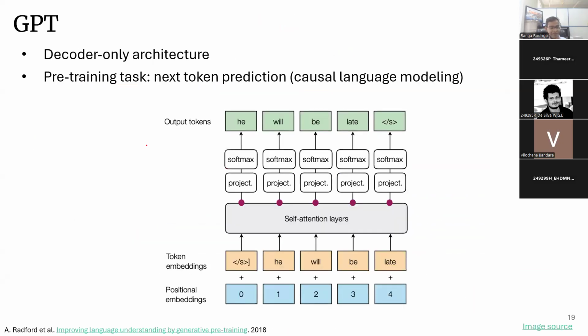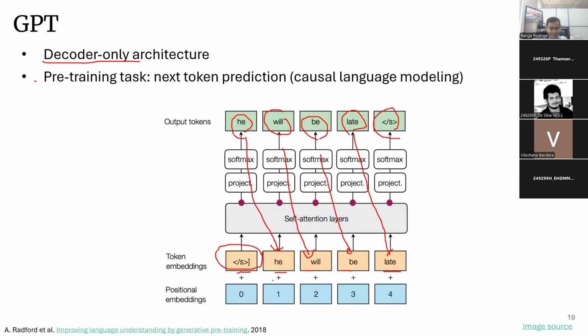Then GPT by OpenAI and others, GPTs, generative pre-trained transformers. These are decoder-only architectures. So you can see the start of the sentence, he will be late. Given the start, it has to say he. Given that word he, it has to say will. Given that word will, it has to say be. Given that word, it has to say late. Given that word, it has to say, okay, the sentence is complete.